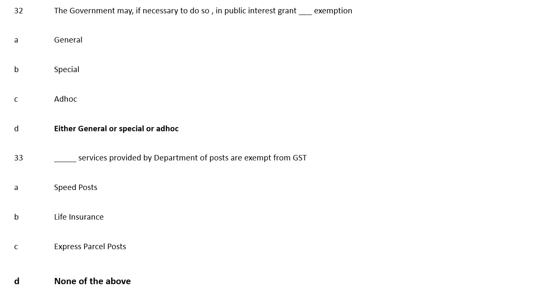The government may, if necessary to do so in public interest, grant dash exemption. Option A general, option B special, option C ad hoc, option D either general, special or ad hoc. The correct answer is option D, either general, special or ad hoc.